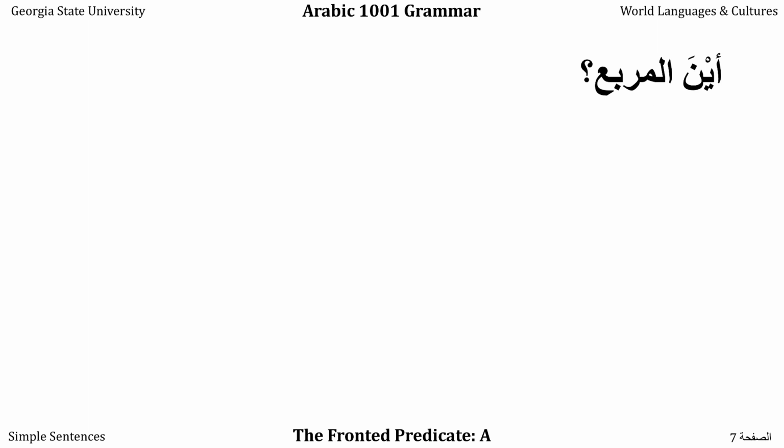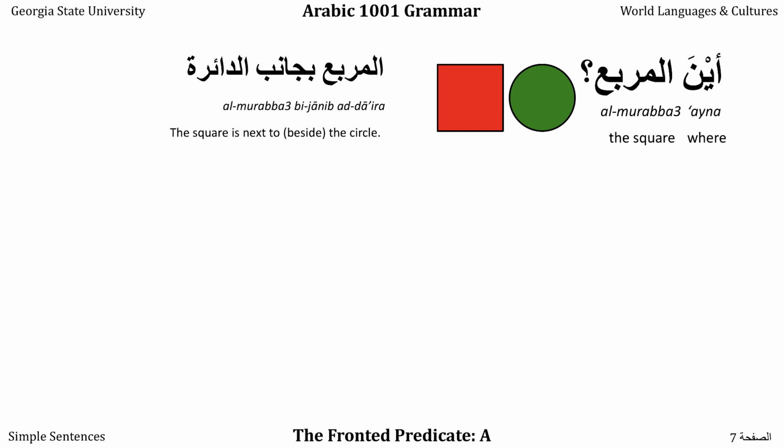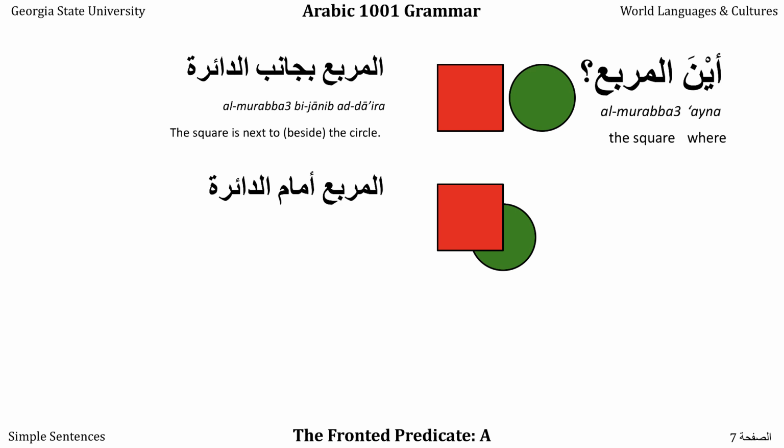Let's ask a new question. Aina, aina means where. Aina al-murabba, where is the square? Literally, where the square. And here we have the square next to the circle. So we can use the sentence al-murabba bijanib ad-da'ira. The square is next to or beside the circle. We can say here that al-murabba amam ad-da'ira. The square is in front of the circle.